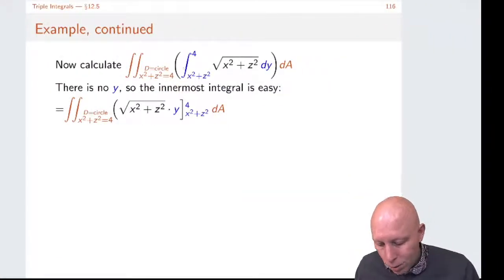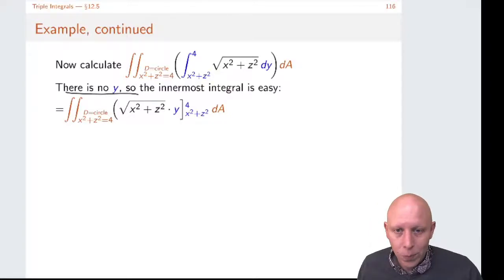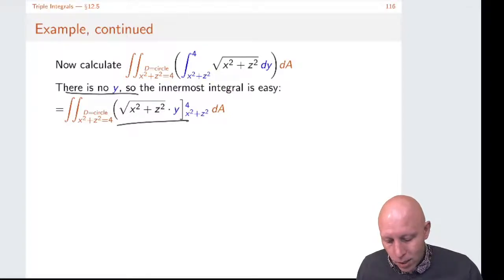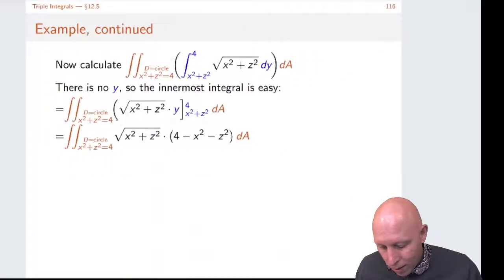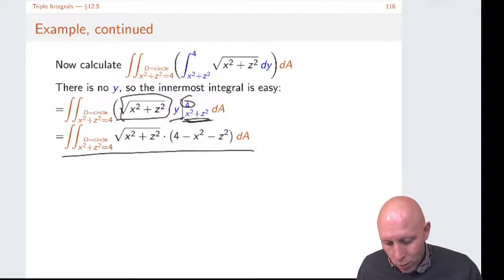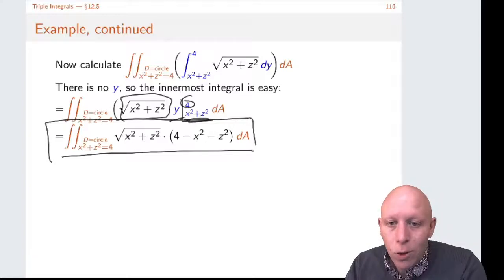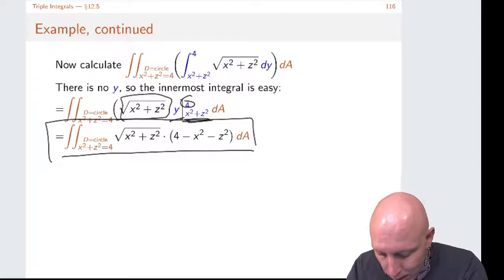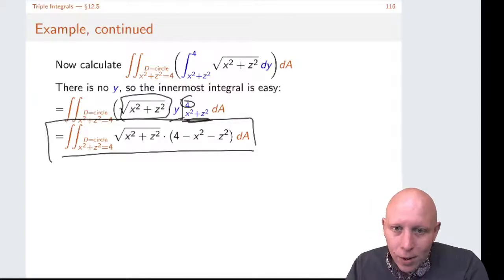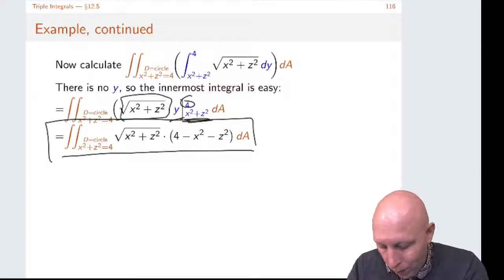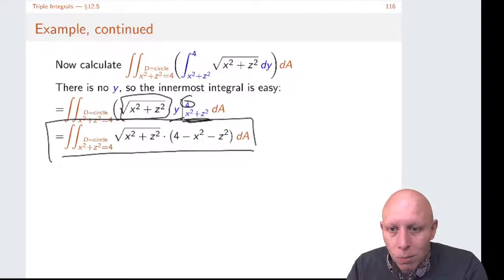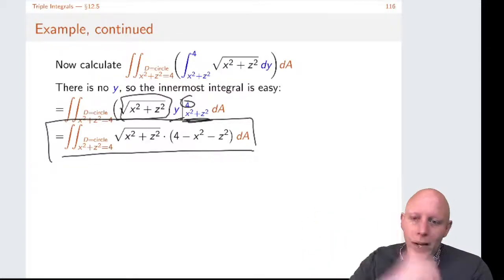There's no y in the innermost integral, and so when we integrate, we get whatever it was times y, and y evaluates from x squared plus z squared up to 4, and so we get this integral of square root of x squared plus z squared times 4 minus x squared minus z squared dA. Now, how do we do this integral? So we could set this up as an integral where x goes from -2 to 2, z goes from the bottom half to the top half.